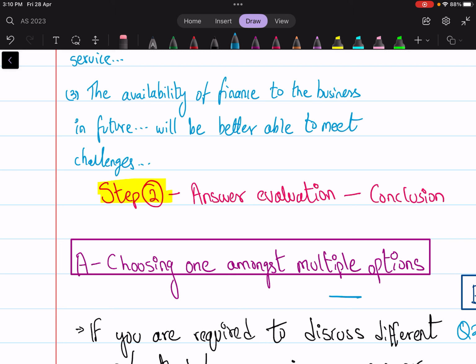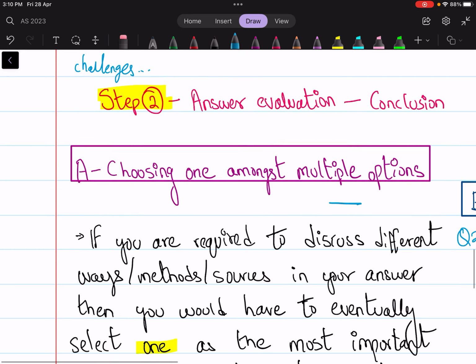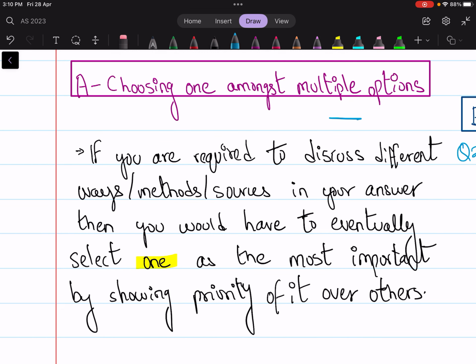And if in your answer you are going to be the judge for it yourself, if in your answer you have discussed multiple things, right? So in the conclusion, you're going to cherry pick one thing that you find to be the most impactful for that business, one thing that you find to be the most important for that business. And I've written this instruction as well, that if you are required to discuss different ways, methods, sources in your answer, then you would have to eventually select one as the most important by showing priority of it over others. And things obviously would be easy if I were to explain this with the help of an example.